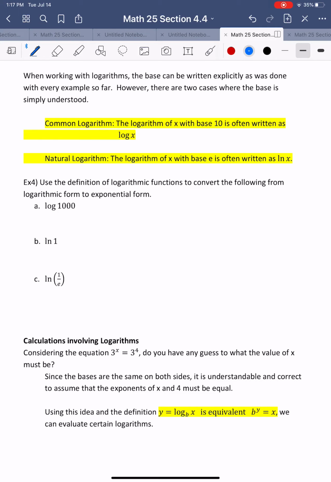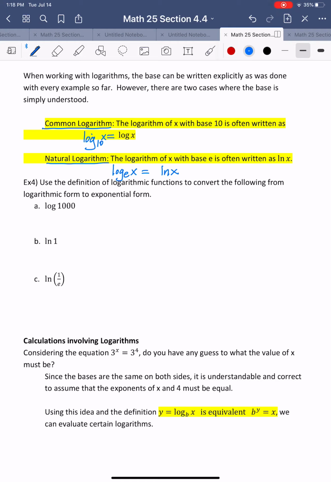So when working with a logarithm, the base can be written explicitly as was done with every example so far. However, there are two cases where the base is simply understood. Common logarithm means if there's a log with base 10, you can just write log of x, okay? And the natural log means if you have a log with base e of x, you can just say ln x. So you need to understand what a log by itself and an ln by itself mean.